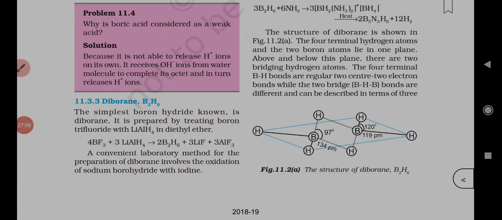So let's come back to that page and see the angles and bond lengths. Diborane is having 4 terminal hydrogens, 2 bridged hydrogens, right? So one boron atom is having 2 terminal hydrogens. Okay, so the bond angle of boron is 97 degrees, if you see between the banana bonds.